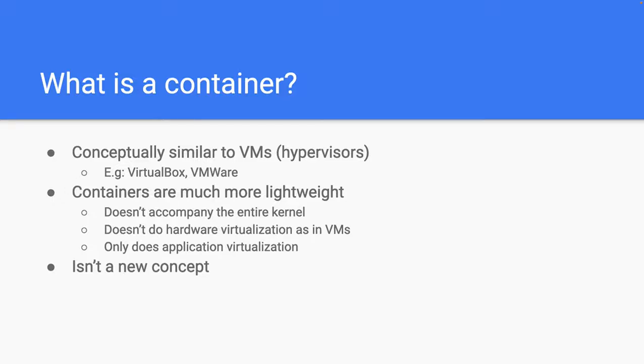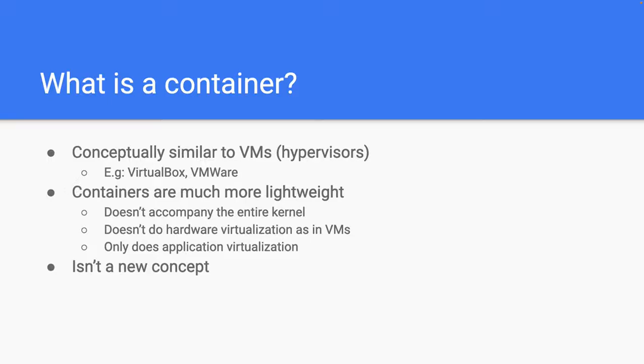A container is conceptually similar to a virtual machine, which is also known as a hypervisor. Some virtual machine technologies include VirtualBox and VMware. You might have used some of those to have a guest operating system running on a host, a Linux machine on a Windows host, a Windows machine on a Linux host, and so forth. But how containers differ from virtual machines is on several facts.